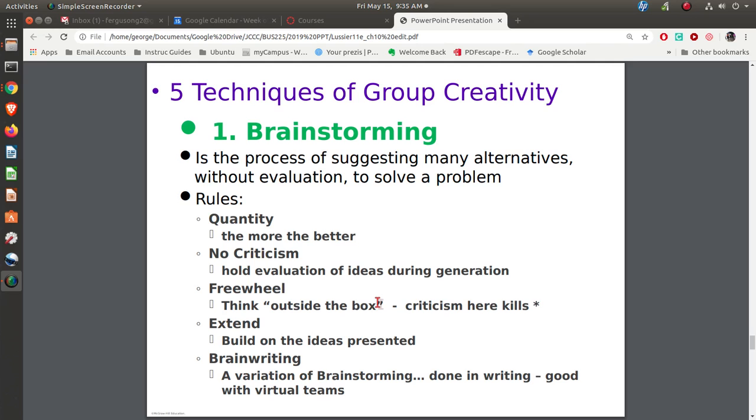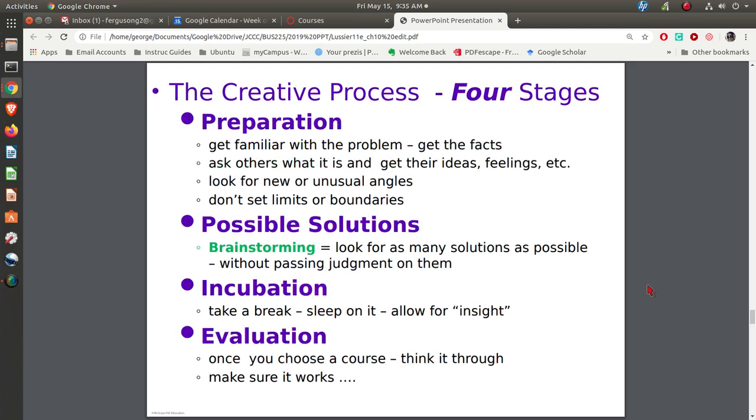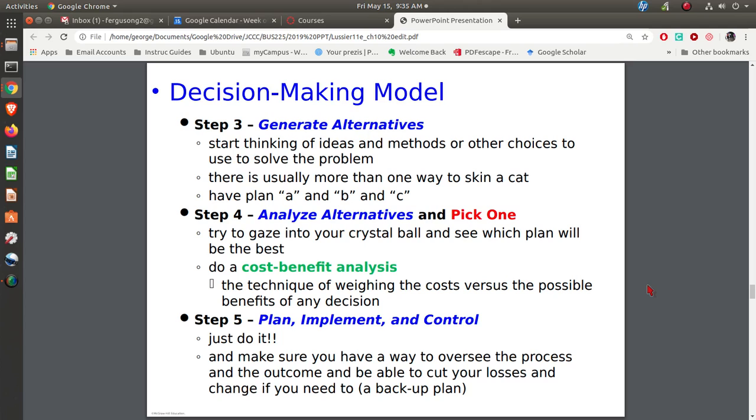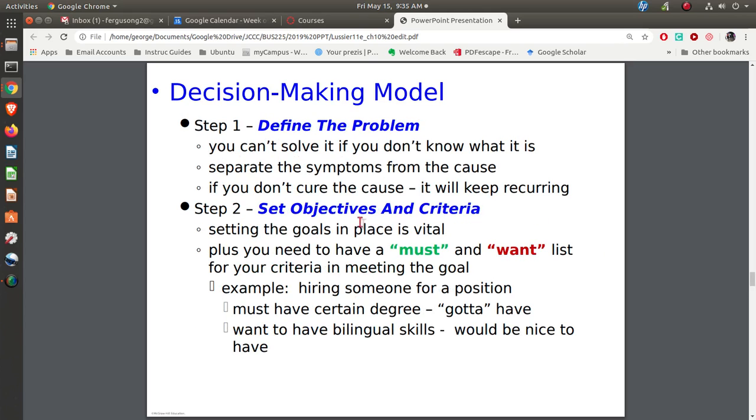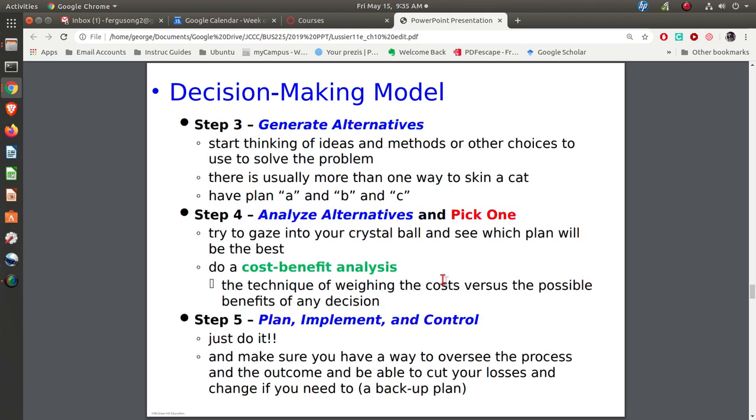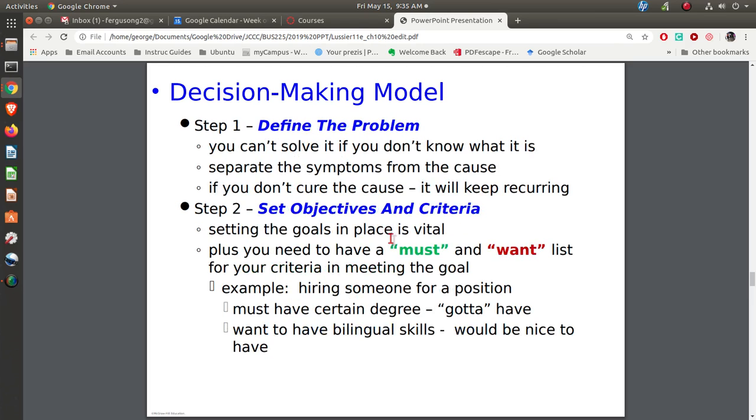This might be a good spot when you start looking at the decision-making model. You set your criteria, and then you generate those alternatives. Brainstorming is a great way to get as many alternatives out there as possible. Once you get all the alternatives, you start analyzing them, running them against the criteria.